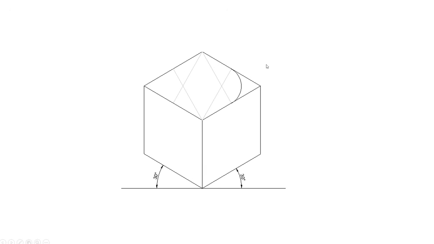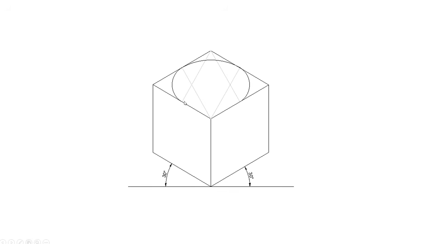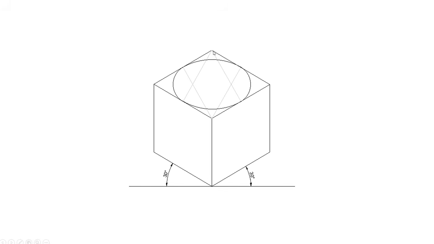Now this point as center, and this distance as radius, you draw an arc like this. This as center and this as radius, you draw an arc like this. Similarly, this point as center and this as radius, you draw another arc like this. Now let us draw one more arc like this. This point as center and this distance as radius, you draw an arc like this. Similarly, this point as center and this distance as radius, you draw another arc. You will get an ellipse like this.